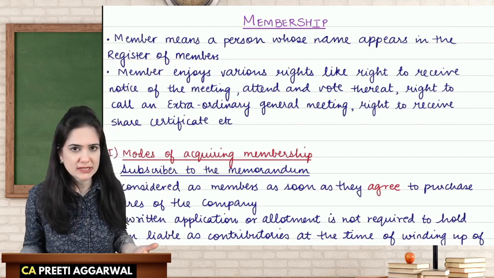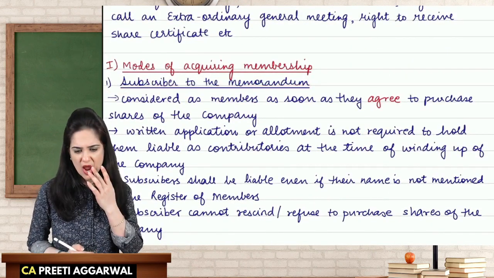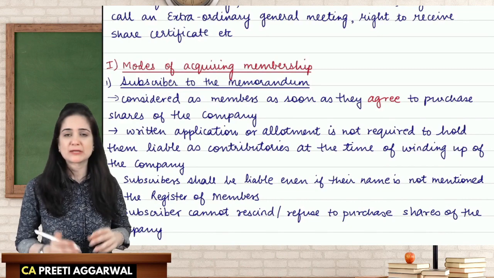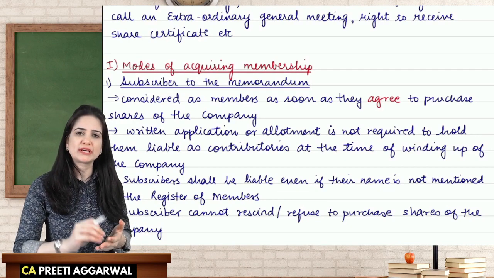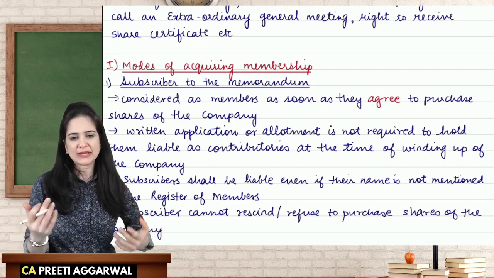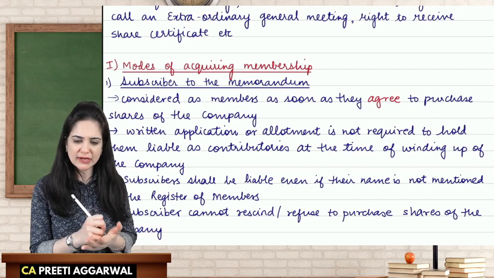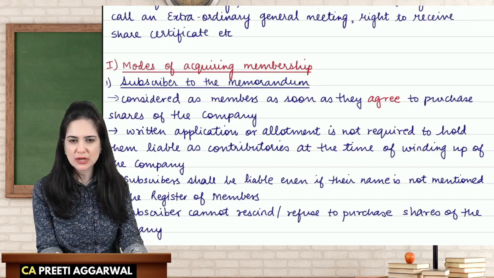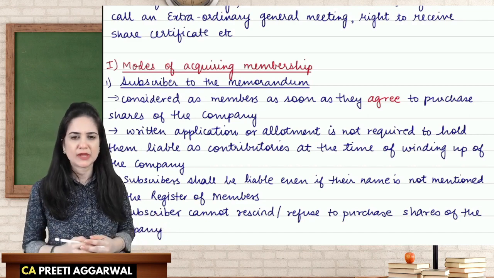You are considered as a member if you are a subscriber to the memorandum. Now, who is a subscriber? A subscriber is a person who signs the memorandum and agrees to purchase the number of shares mentioned against his name. Like, I started the company with my friend and we both signed the memorandum and we agreed to put 1 lakh rupees each. We got 10,000 shares each from the company, face value 10.